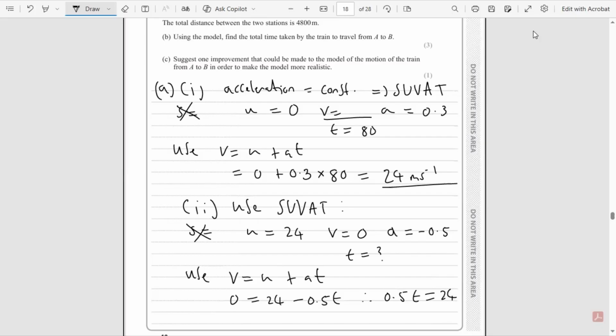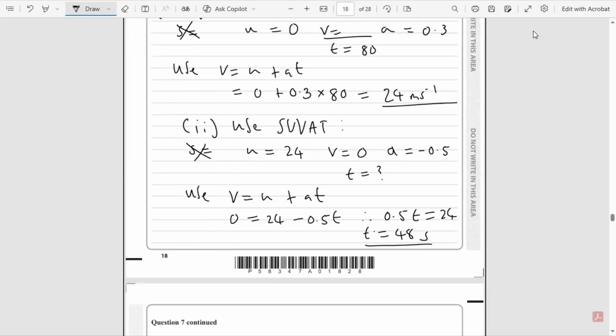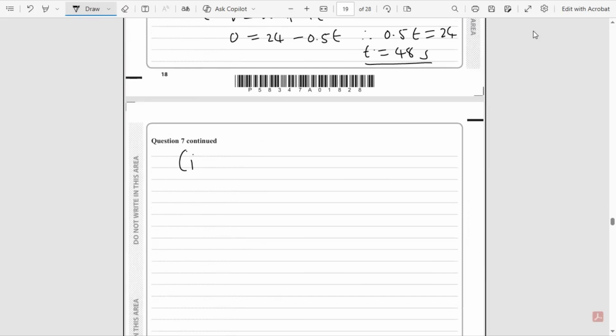So then times both sides by 2, we get an answer of 48 seconds for part II. Now then, for part II, sketch a velocity time graph. So now we've got all the information we need to really sketch this velocity time graph. Let's do this down here.